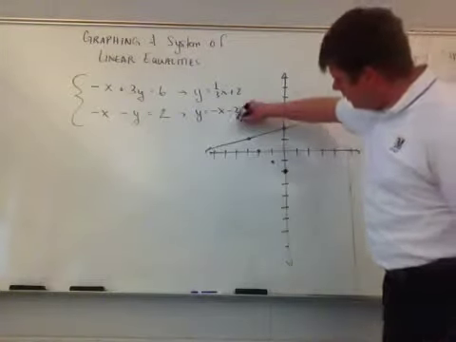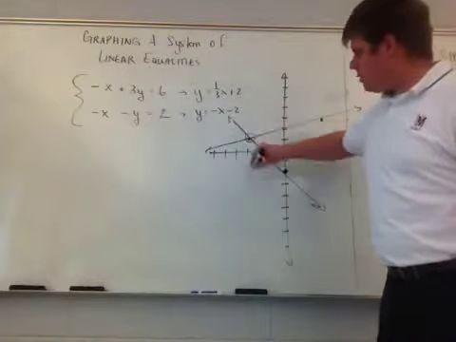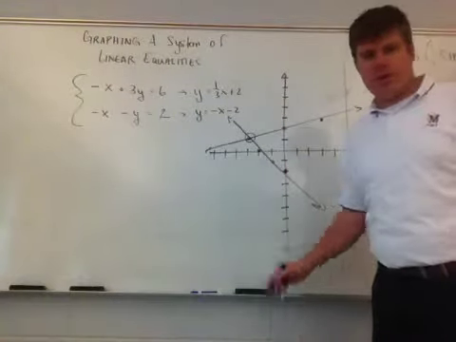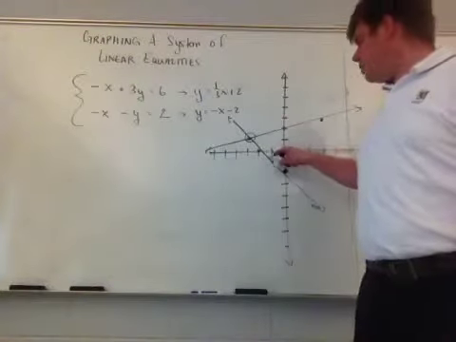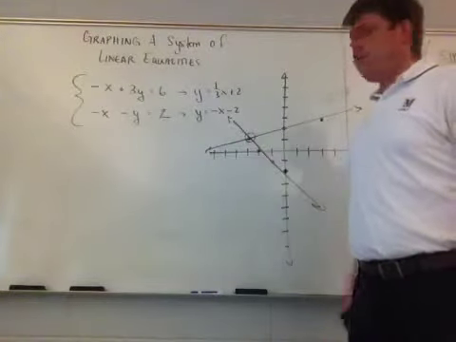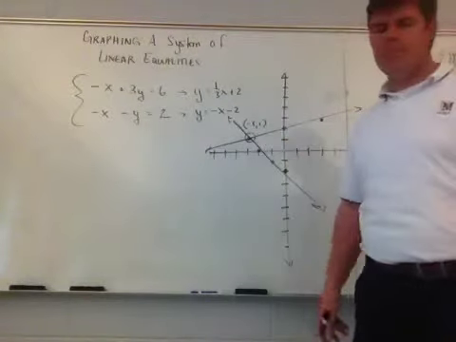What I want you to notice is that when I draw my lines through, they intersect at this point right here, the one that I've circled. The coordinate pair there is negative 3 and up 1, so it's negative 3, 1. This point where they intersect is negative 3, 1.